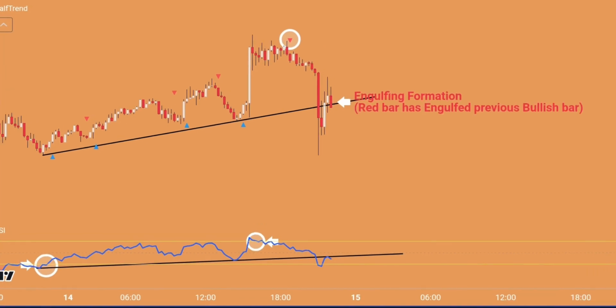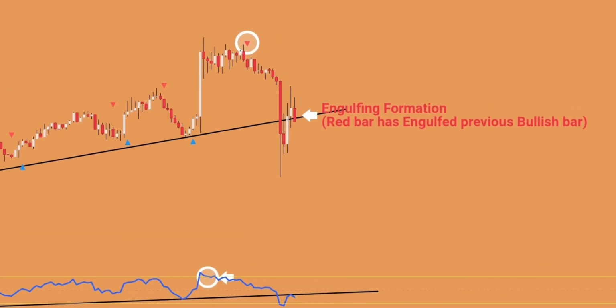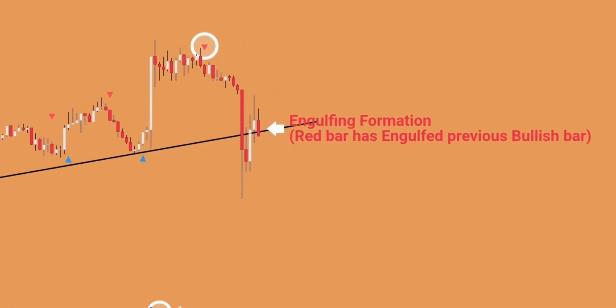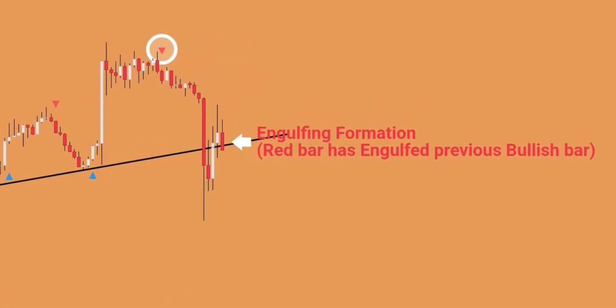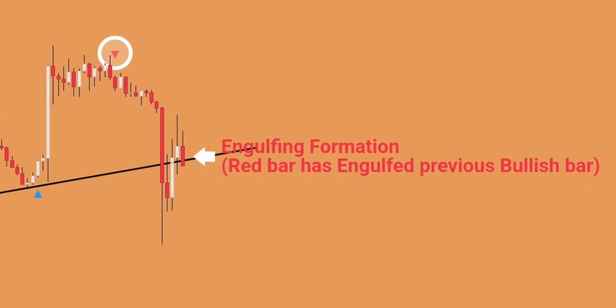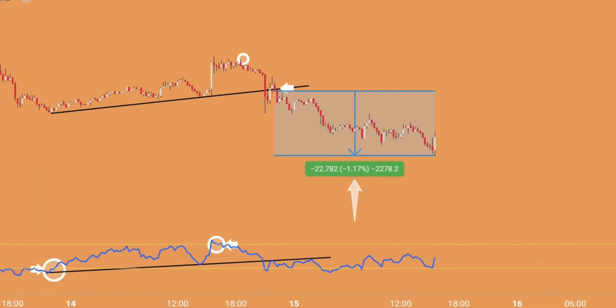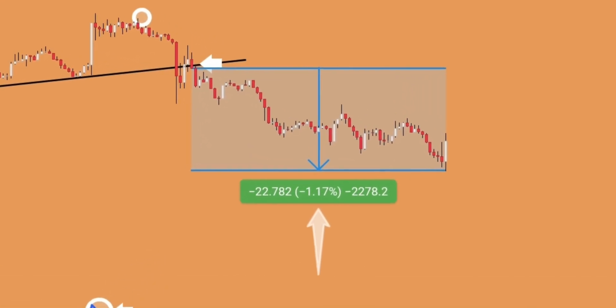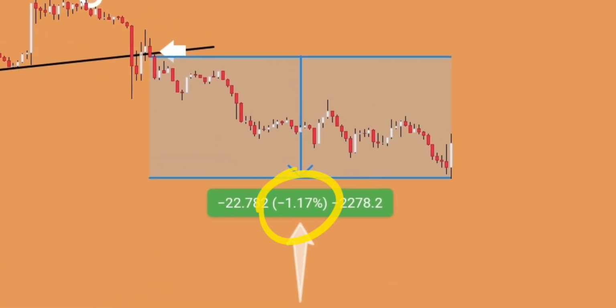And our final confirmation has occurred. This time, a candlestick in the direction of our planned trade has engulfed the last candlestick that went against the trade direction. Now, with the close of this red bar, a short position trade can be entered. As you can see, we have captured a very nice profit with the sell-oriented trade we executed.